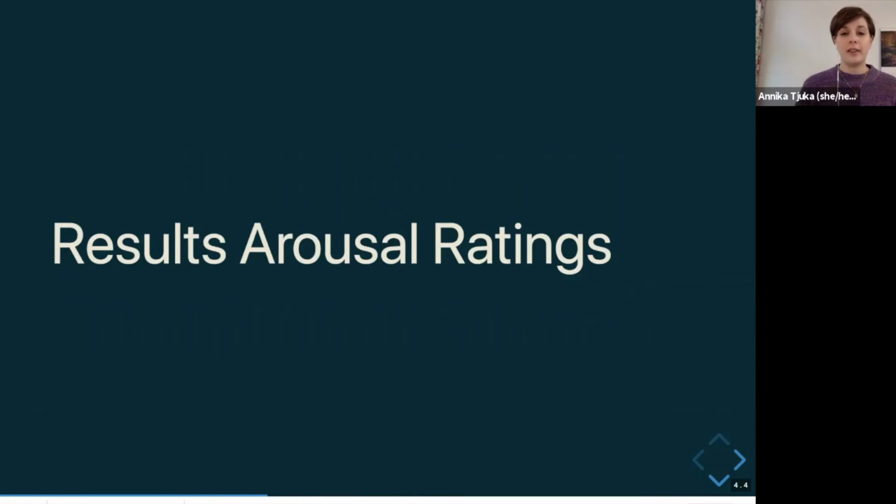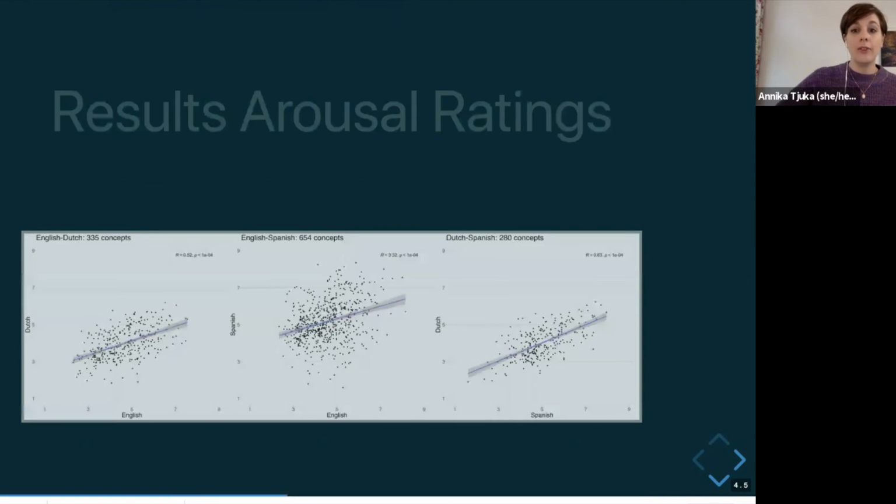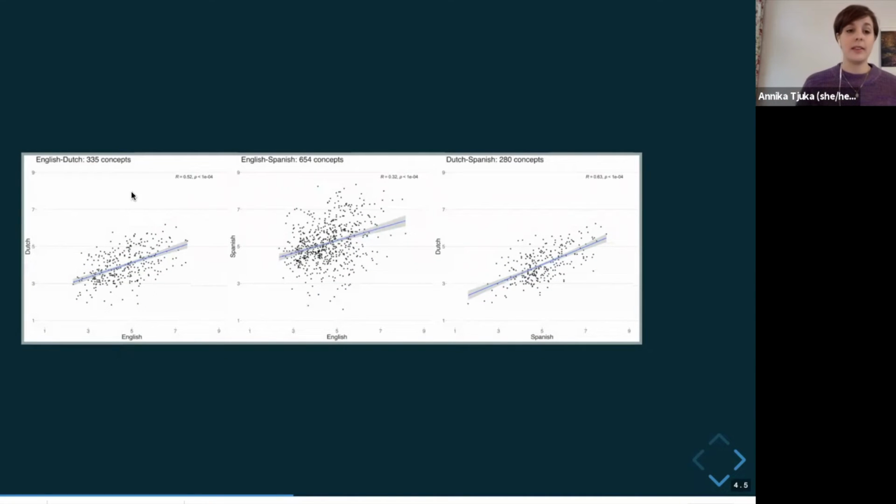And here are the results of the arousal ratings for all 3 language pairs. So we have English-Dutch, English-Spanish, and Dutch-Spanish. What you can see here is that the ratings do not align as closely as we would have expected. We have a correlation coefficient for the English-Spanish pair of 0.3. And the highest, the Dutch-Spanish pair with 0.6, is also very low for the correlation of these arousal ratings. English and Dutch are somewhere in between with 0.5.